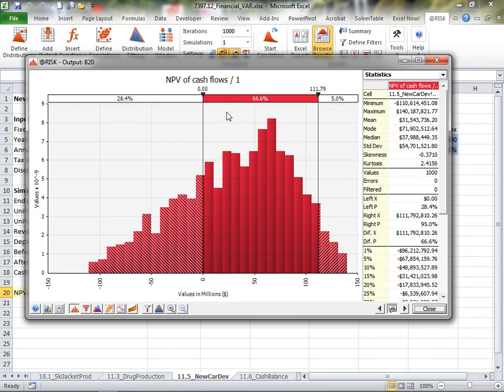But what does break even imply here? Does it imply we lose money on the project? Is that what break even means? No, what does break even mean?